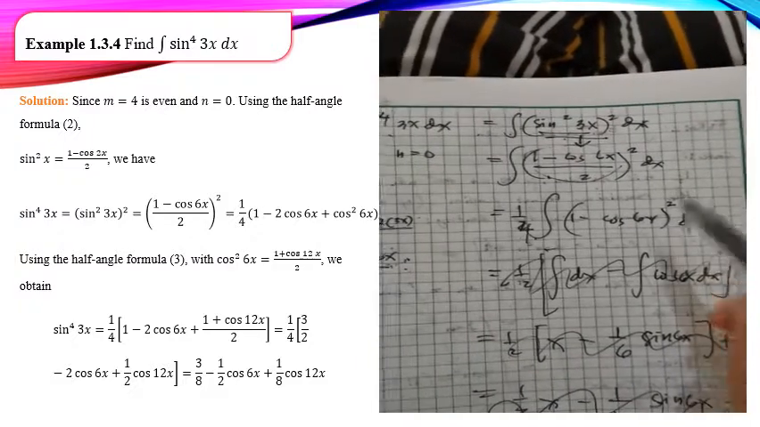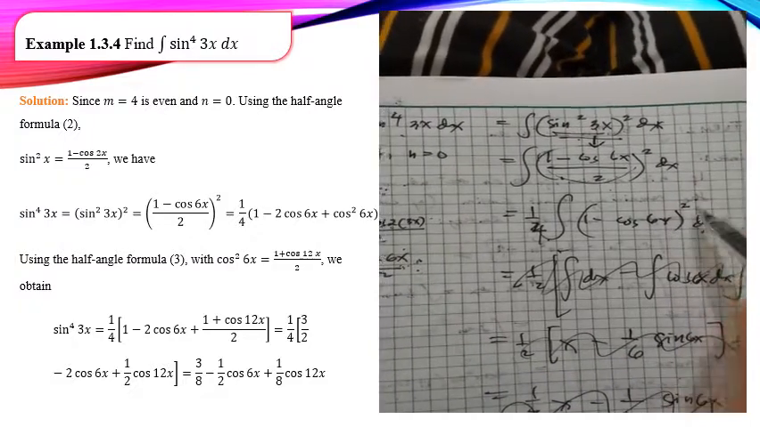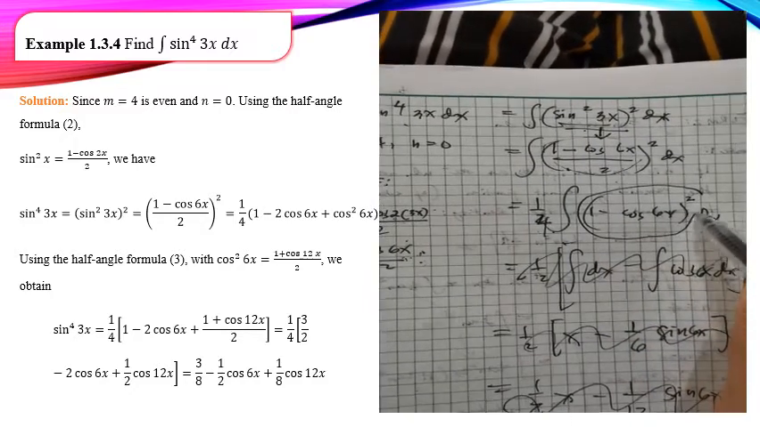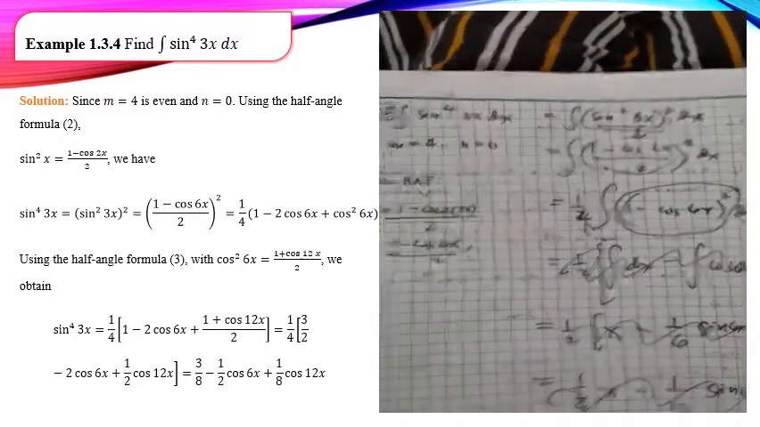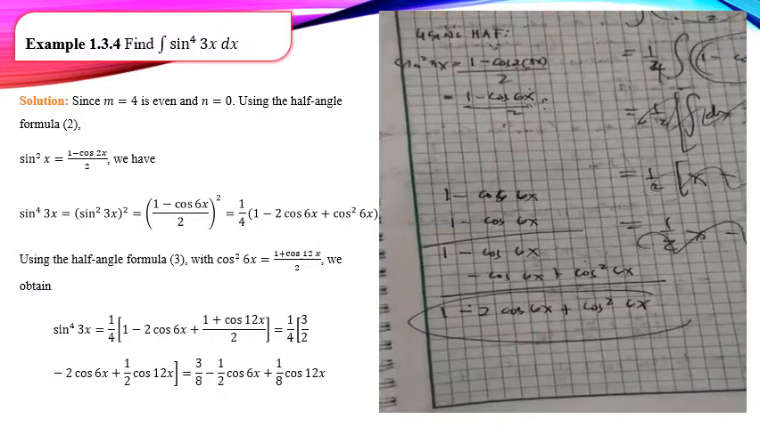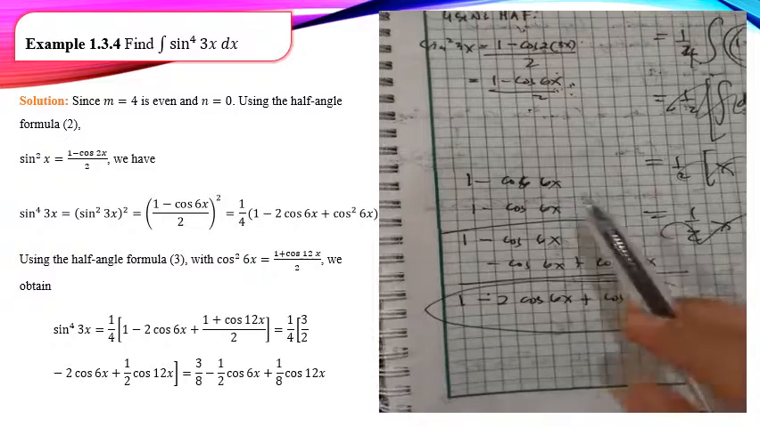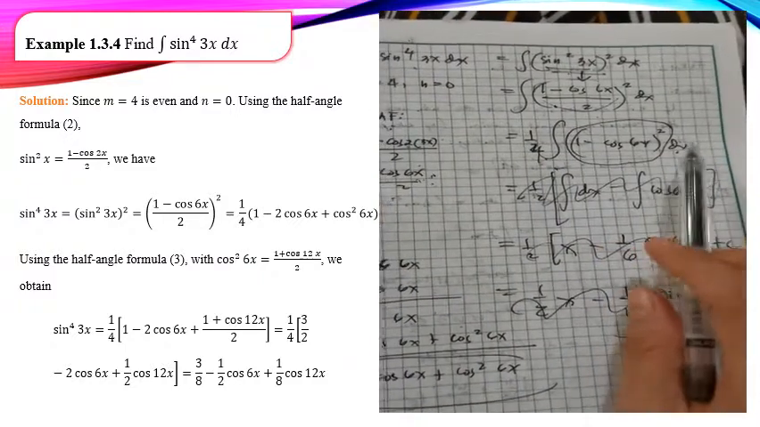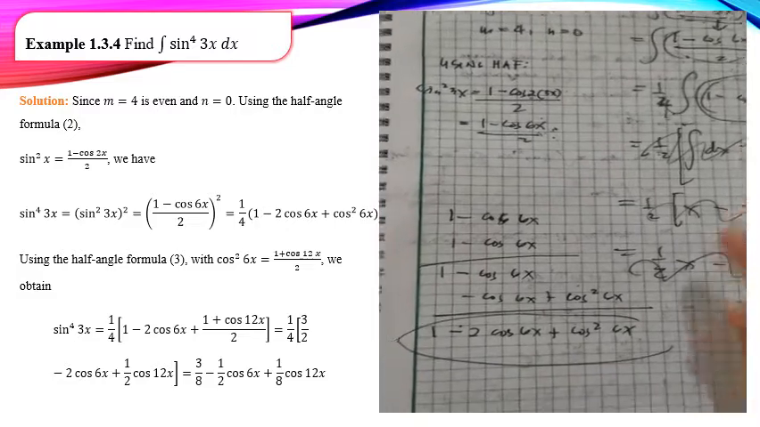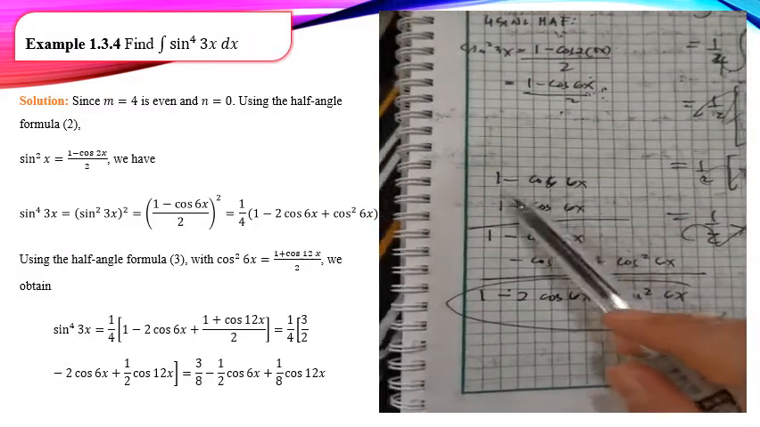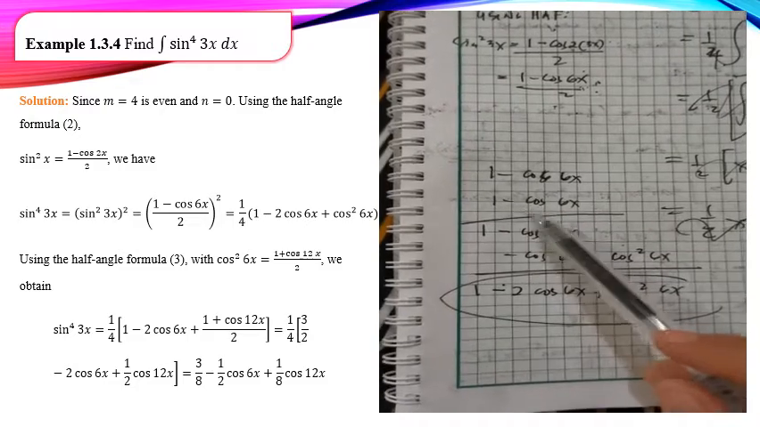And then, before ninyo siya ma-integrate, simply get the product of this by using the FOIL method. So, ganito yung pagkuha ng product nito: 1 minus cosine 6x quantity squared. Ibig sabihin lang nito, dalawang beses tayo magta-times ng 1 minus cosine 6x, 1 minus cosine 6x times 1 minus cosine 6x.